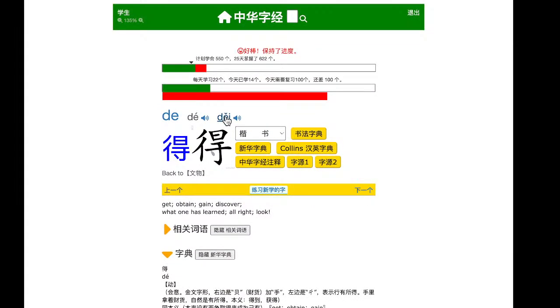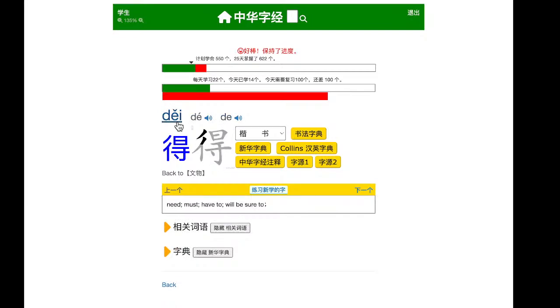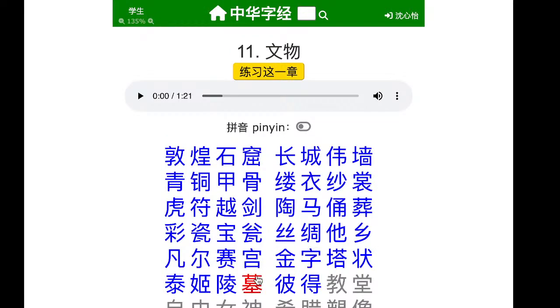Then the other reading is 得, which means need, must, have to, or will be sure to. But here 彼得, this is the name, Peter. 彼得.